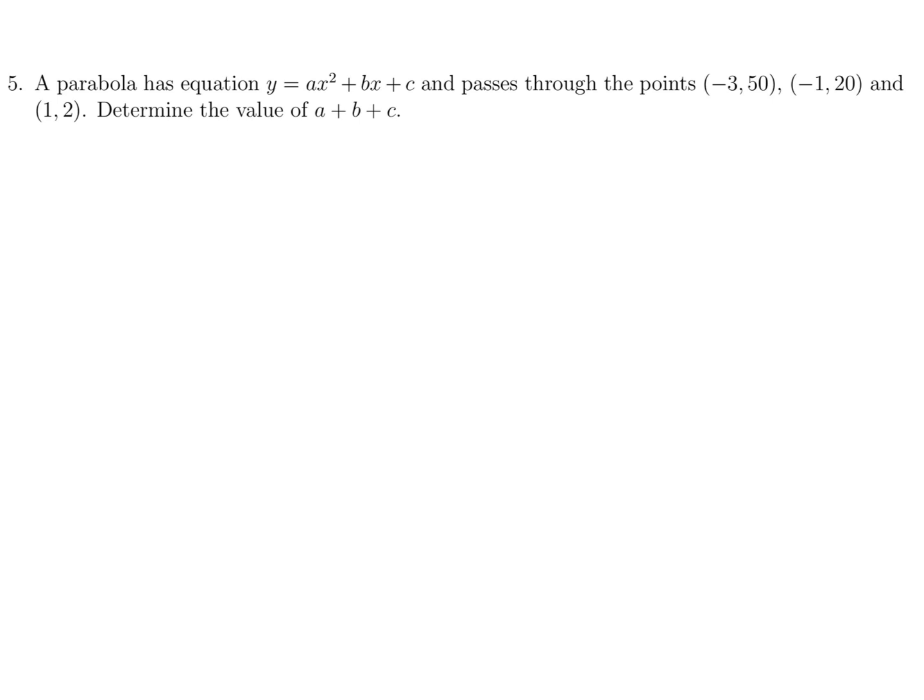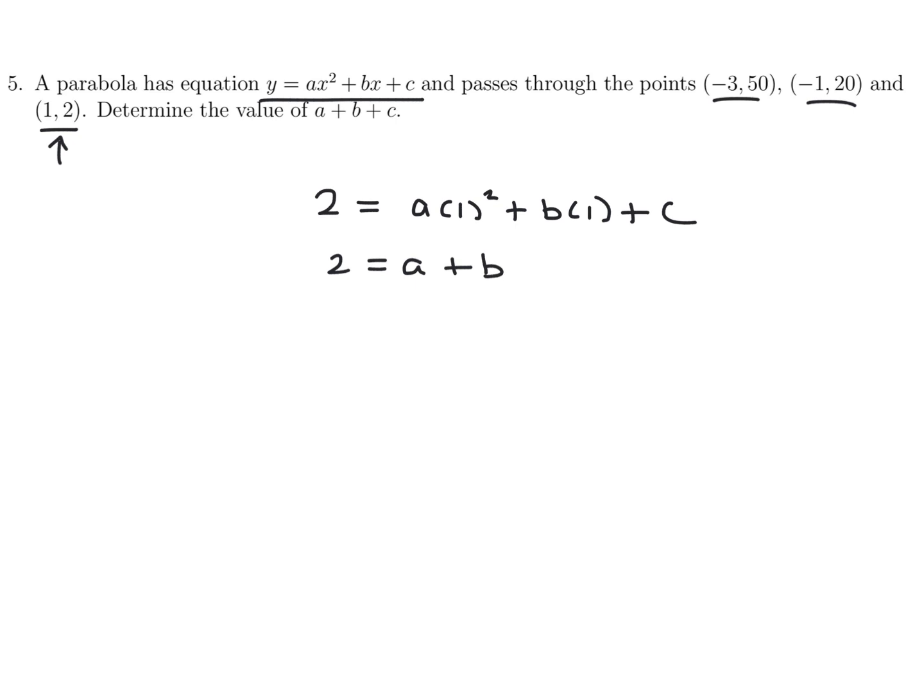A parabola has the equation y is equal to ax squared plus bx plus c and passes through the points minus 3, 50, minus 1, 20, and 1, 2. Determine the value of a plus b plus c. All right, well, I guess we just plug these into this equation and try to solve. If I plug in this point, it will be 2 is equal to a times 1 squared plus b times 1 plus c, which is 2 is equal to a plus b plus c. And I think that's it. That's what they wanted you to figure out. So very straightforward here. The answer is 2.